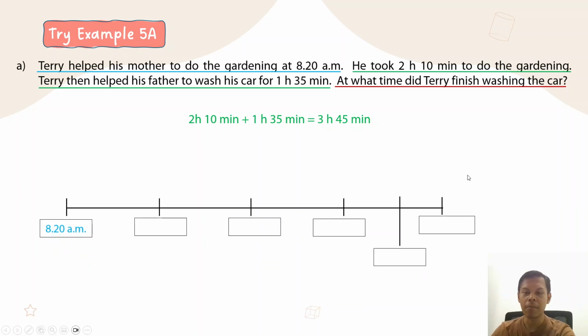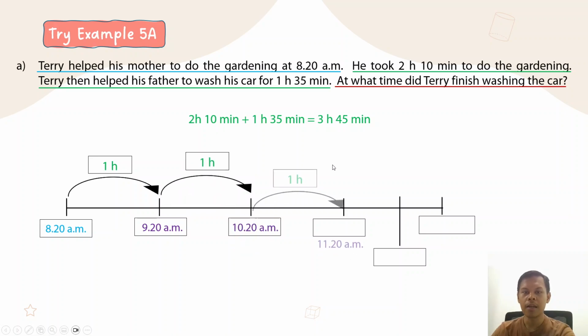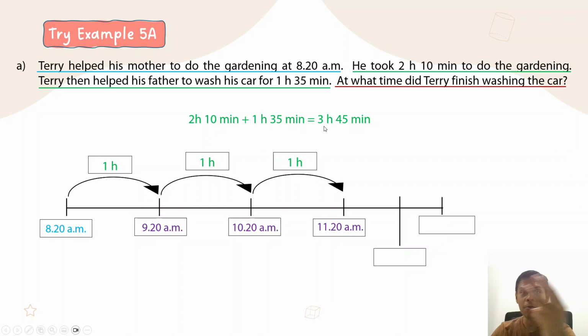Alright, so draw the timeline. We start at 8:20 and then we need to add 1 hour first, another hour, and another hour, because we have 3 hours, remember? All right. So now we have 11:20 a.m. We still have 45 minutes to go.